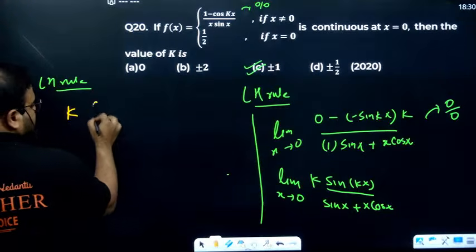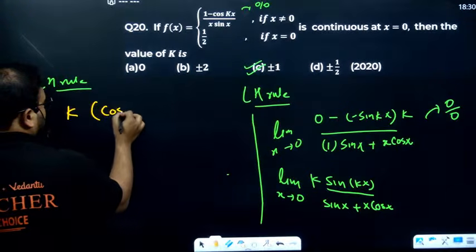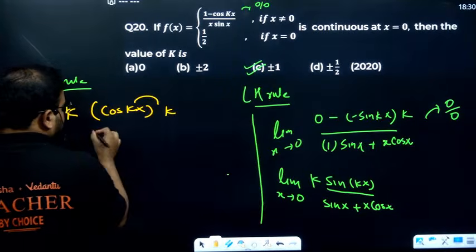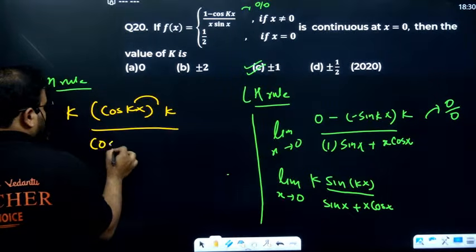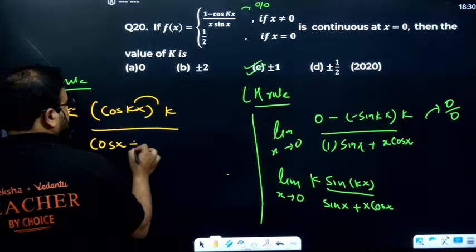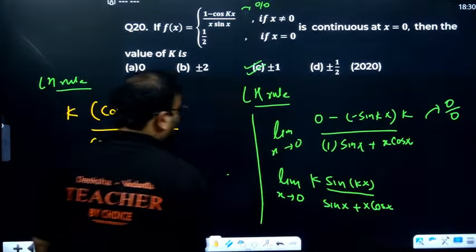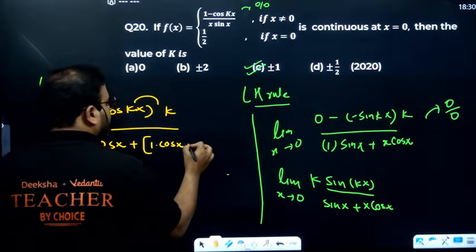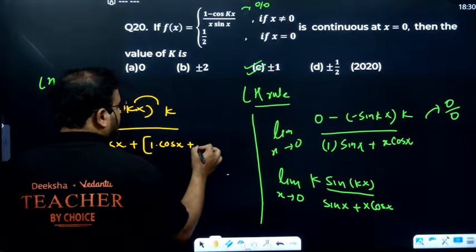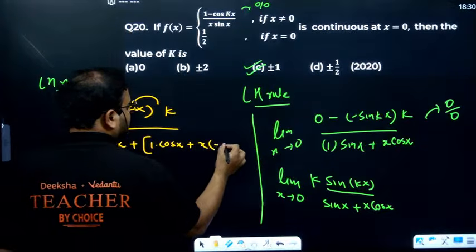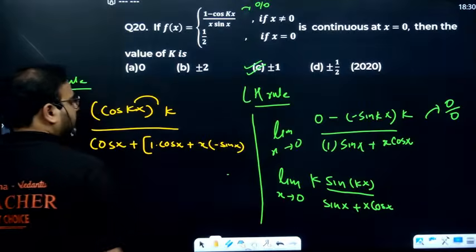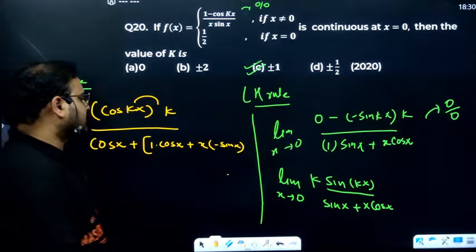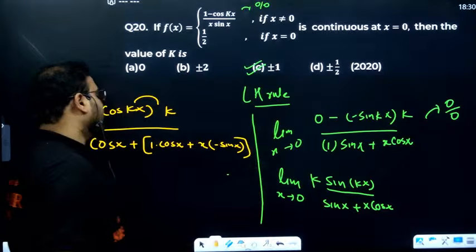K is a constant. Sin will become cos kx. Differentiate kx, you'll have one more time k. Denominator sin x will be cos x plus x cos x will have product rule again. So 1 times of cos x, and you'll have plus sin x as it is. Cos becomes minus sin. Right? I differentiated x first, so I get 1 cos x as it is. Next differentiate cos, you're gonna get minus sin.